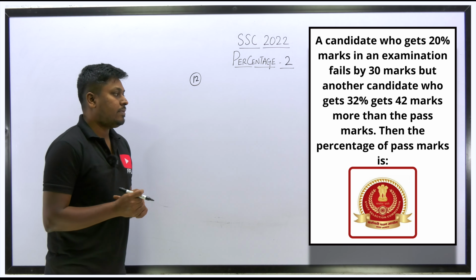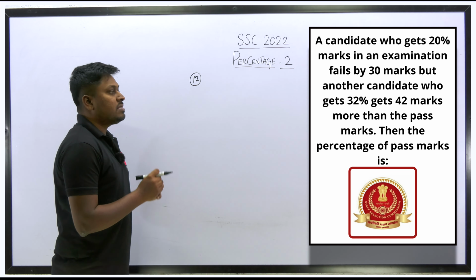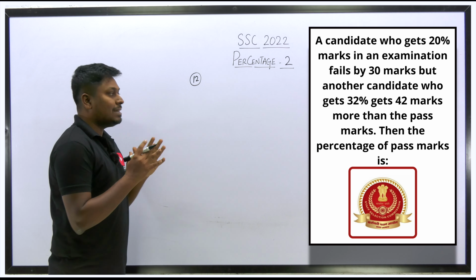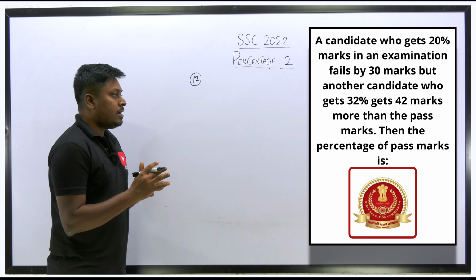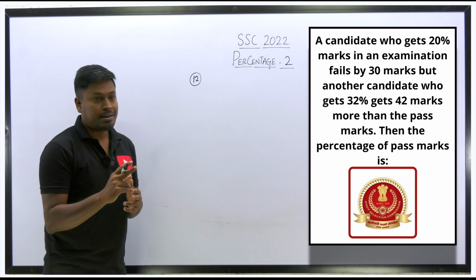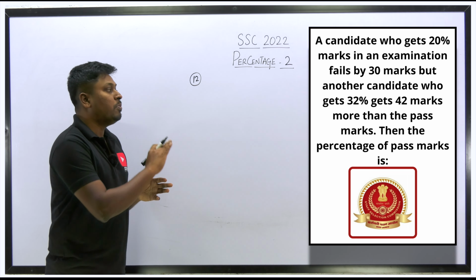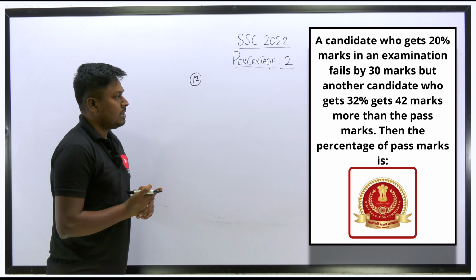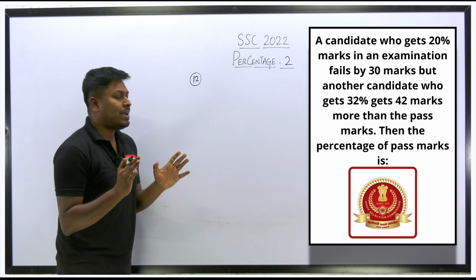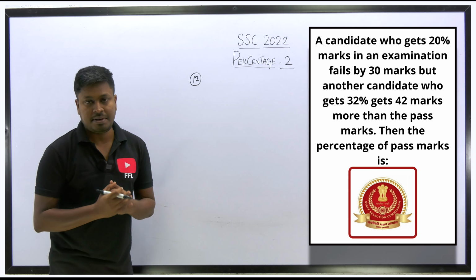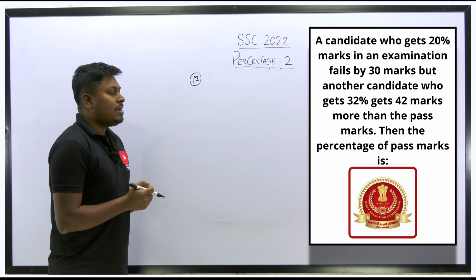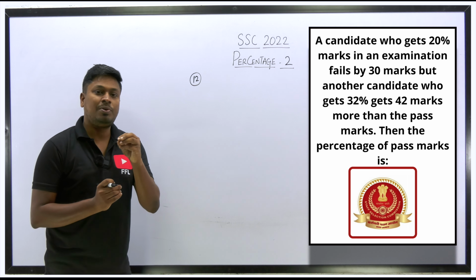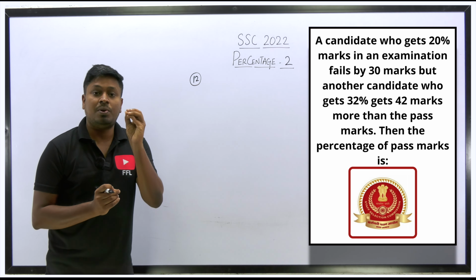Question number 12. A candidate who gets 20% marks in the examination fails by 30 marks. But another candidate who gets 32% marks gets 42 marks more than the pass mark. Then the percentage of pass mark is? So friends, what is the target? Our target is to find the percentage of pass mark. Right? After reading this question, we can definitely say that this question is based on a concept called percentage, that is based on marks.